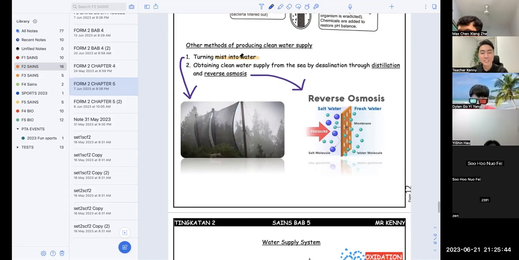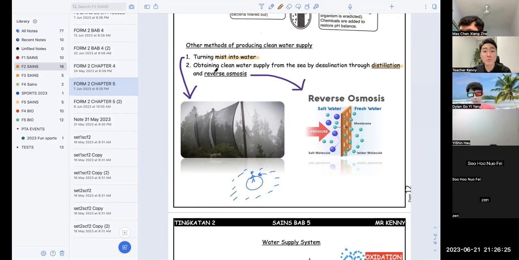Now, let's look. Obtaining clean water supply from the sea. Countries surrounded by water. Do you know that you cannot drink salt water? If you drink salt water, you can die, right? If you drink seawater, also can die. So you need to find a way to remove the salt from the seawater. How do you do that? One way is you can use the distillation method. You say, teacher, I boil and then condense, and then drink. Can, no problem, you can do that. So one way you can do is distillation.